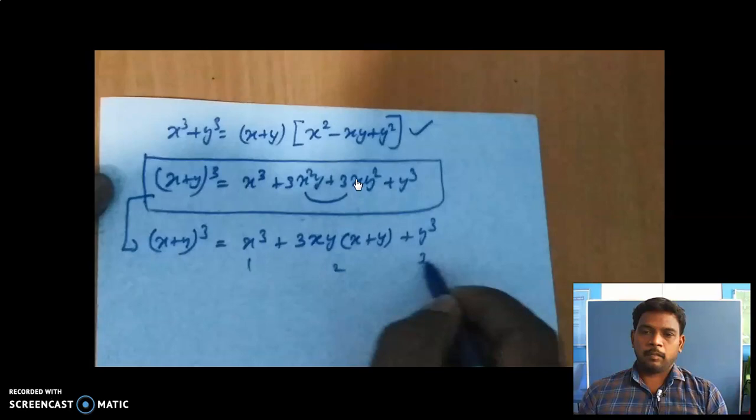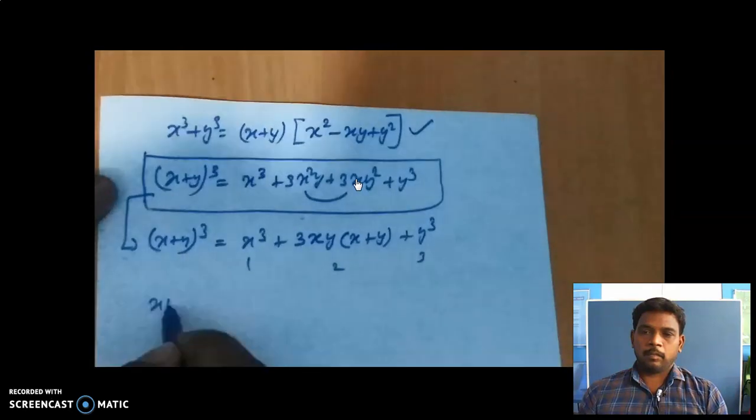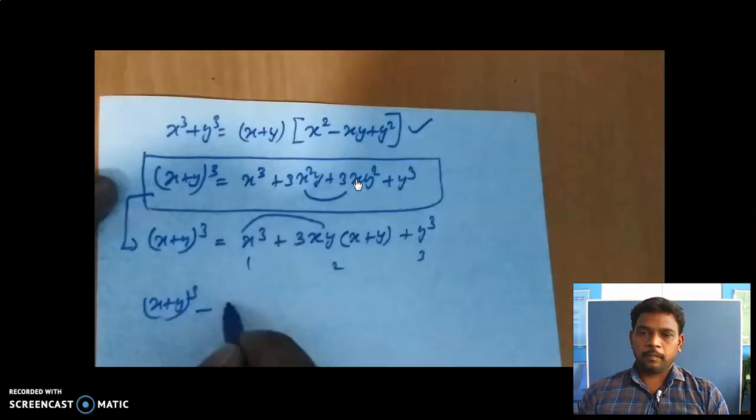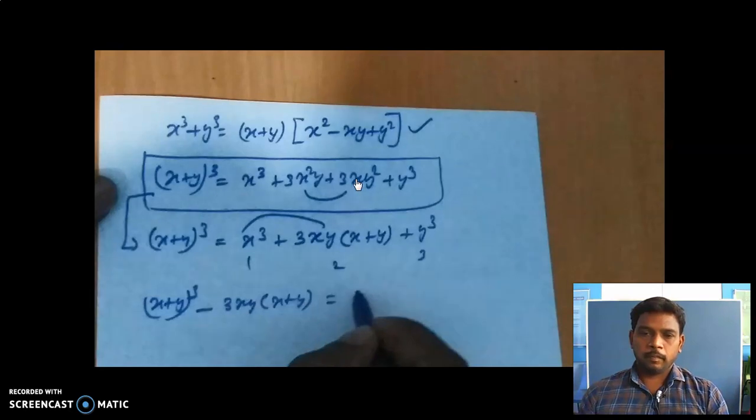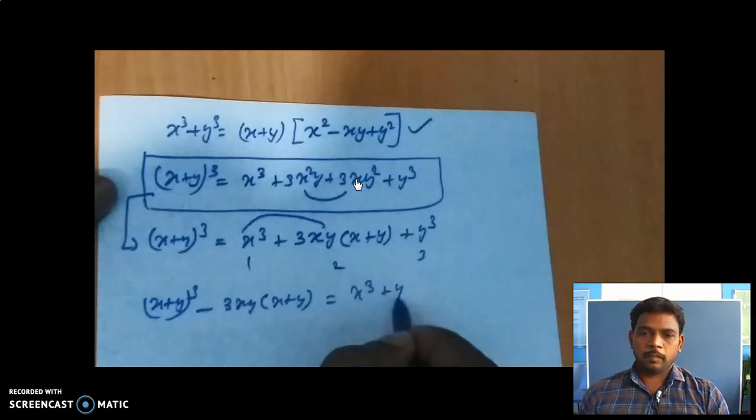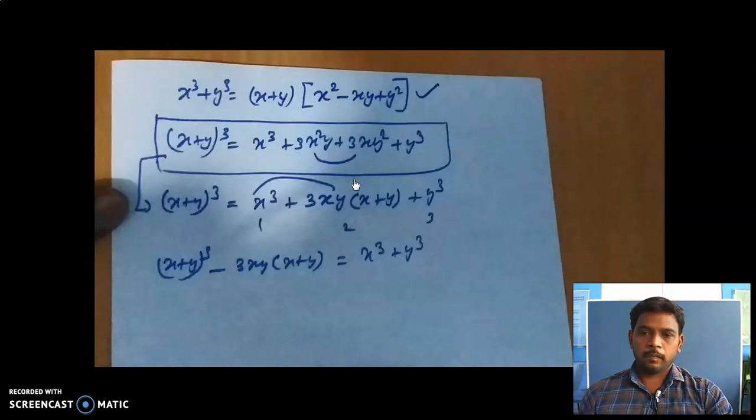So transfer the second term to the left hand side. So (x plus y) whole cube is already there, so this will become minus 3xy into (x plus y), equal to x cube plus y cube. That is the first term and third term. Now here, the first term is the second term.